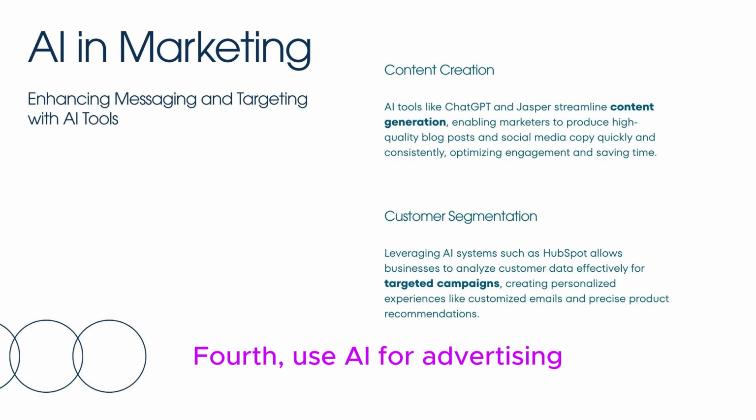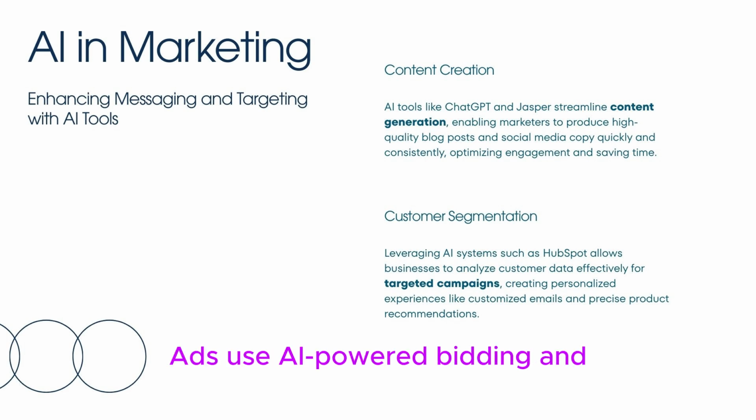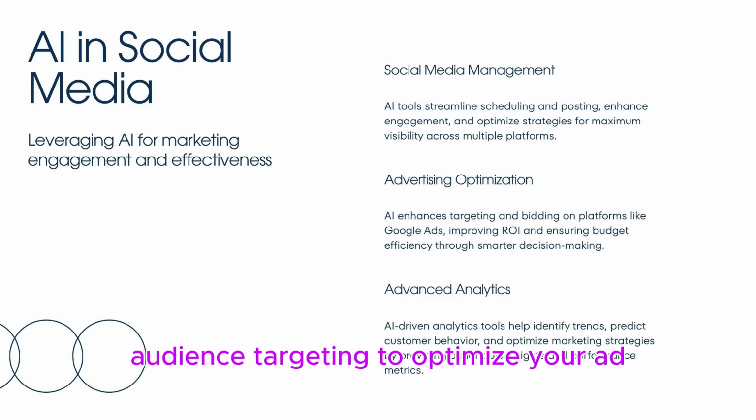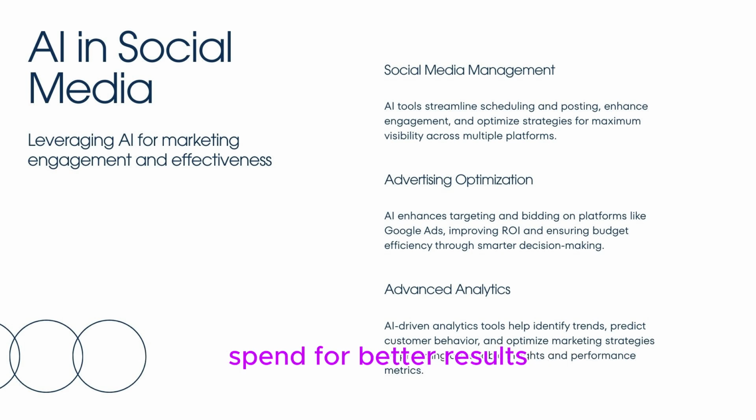Fourth, use AI for advertising. Google Ads and Meta Ads use AI-powered bidding and audience targeting to optimize your ad spend for better results.